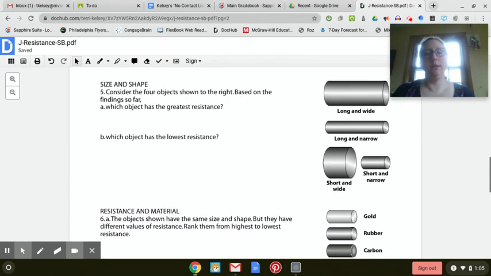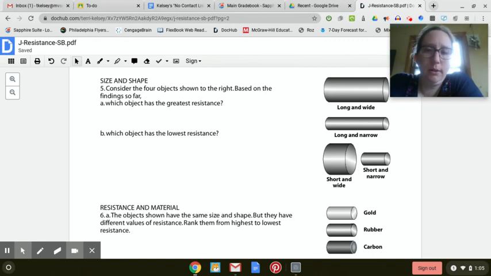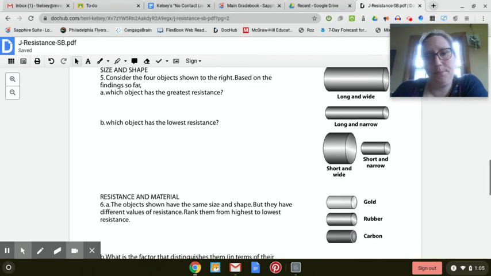All right, so consider the four objects: long and wide, long and narrow, short and wide, and short and narrow. Which object would have the greatest resistance? That would be the long and narrow one. And the one that has the least resistance would be the short and wide. Is everybody okay with that? I hope it makes sense.